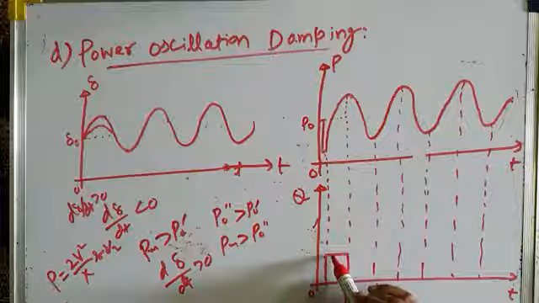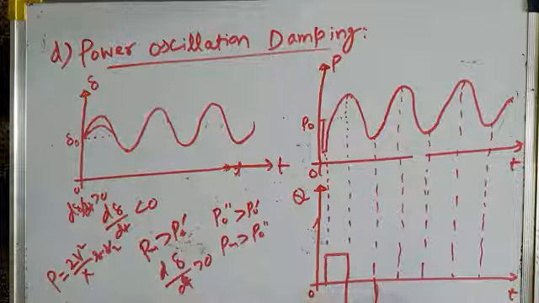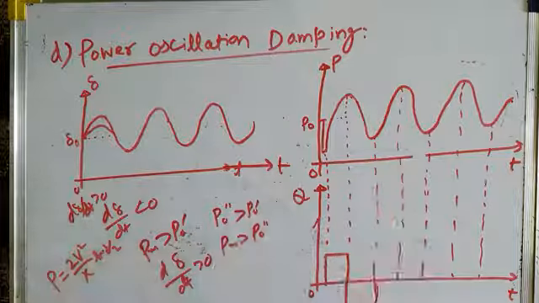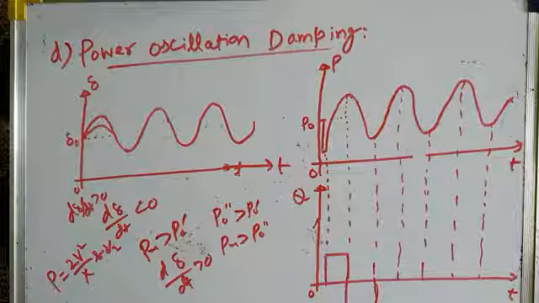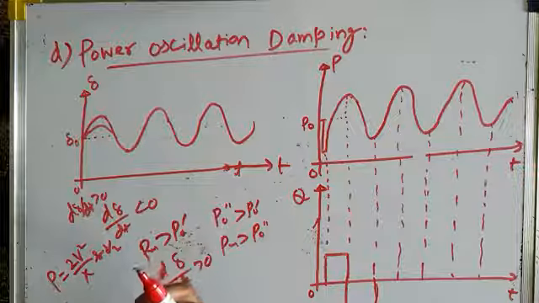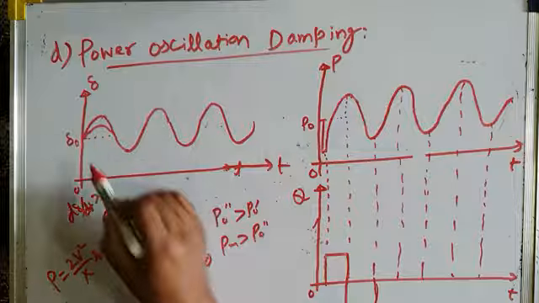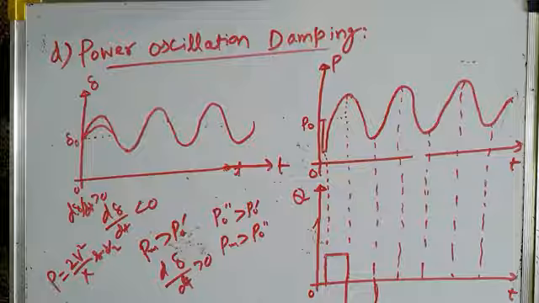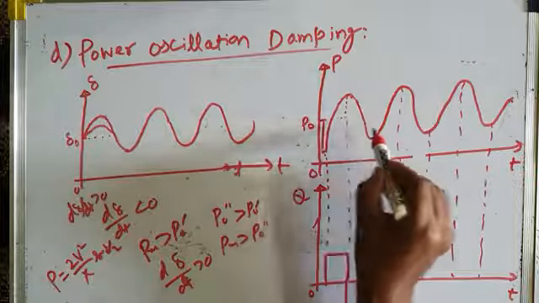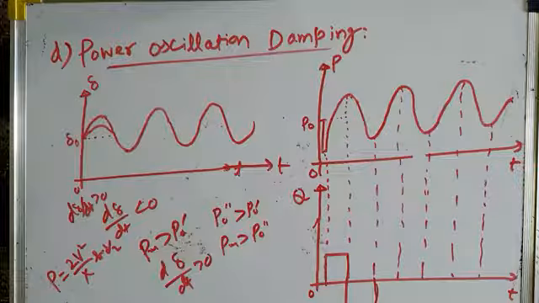I mean here it was injecting the reactive power. Now it should inject negative reactive power, which means it should absorb the reactive power. It should act as an inductor. And when it acts as an inductor, the power transferred over the line decreases. During this period, the power transferred over the line increases, and from this point to this point, the power transferred over the line should decrease.